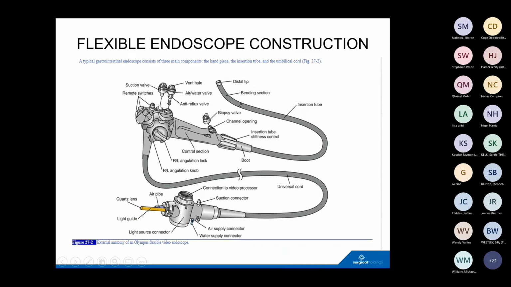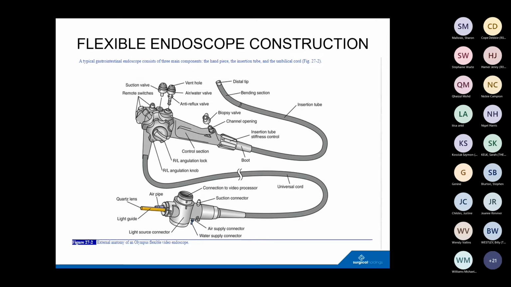I mentioned remote switches earlier. This is a video scope, and these can be pre-programmed to do a variety of things. Usually what you're looking at is for taking a picture, taking an image, or potentially changing an imaging format, which I'll also come back to in a minute. And then moving back, you have the umbilical or the universal, depending on which country you're in. This goes back to the light source and a connection to the video processor. So quite a complicated outer construction.